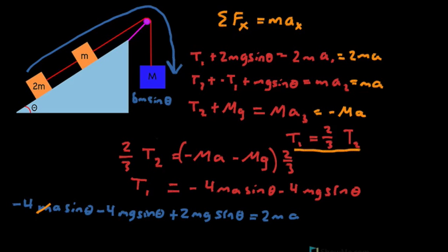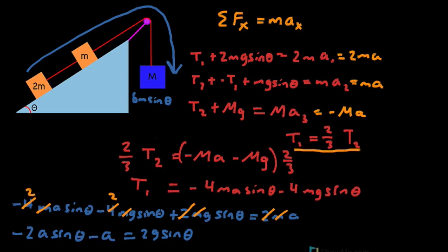Notice that from each term we have an m cancel out, and we also have a common factor of 2. So this minus 4 becomes minus 2, this minus 4 becomes minus 2, this 2 cancels out, and this 2 cancels out. Now we can bring all the terms with a onto the same side, so we have minus 2a sine theta minus a equals 2g sine theta minus g sine theta.